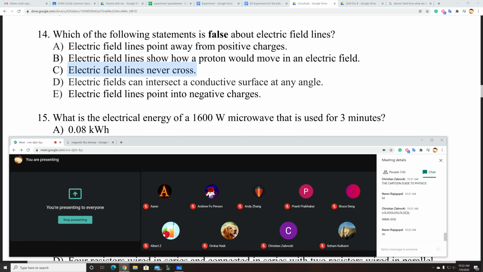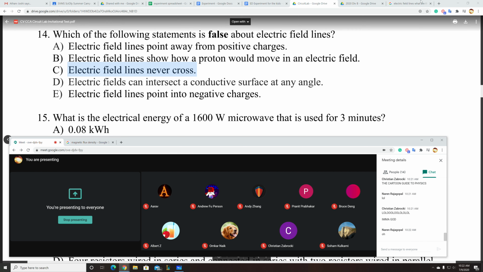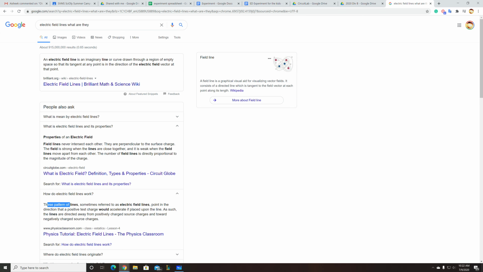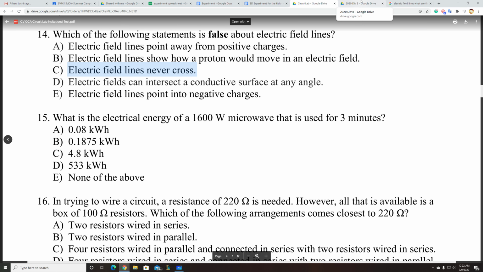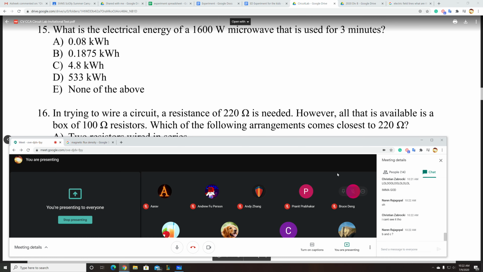You sure it's B? I'm pretty sure electric field lines are moving by positive. You sure it's B, Christian? Because I searched it. If you look this up, it says the lines are directed. Wait a sec. No, it's B. I'm being dumb here. I was right the first time.